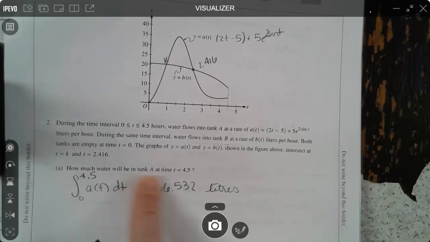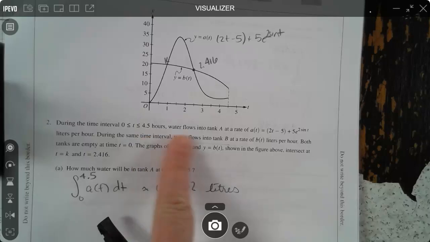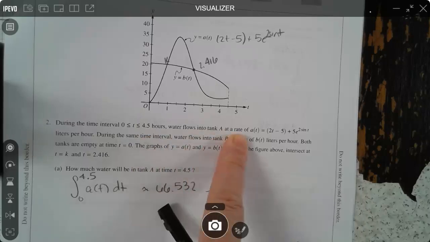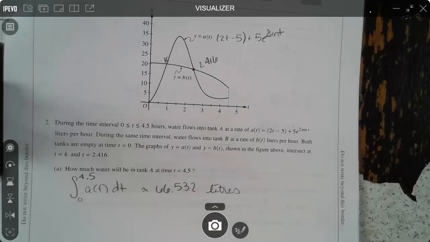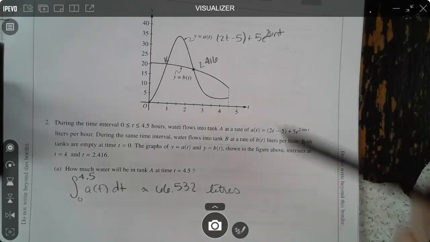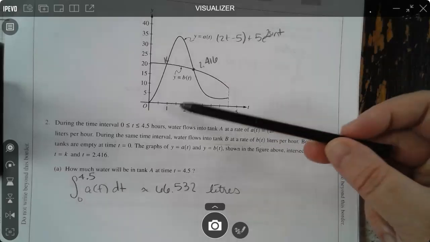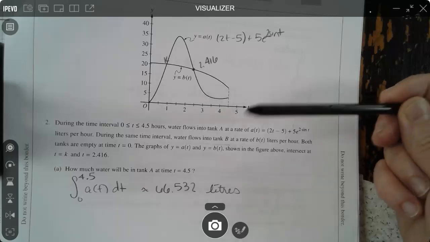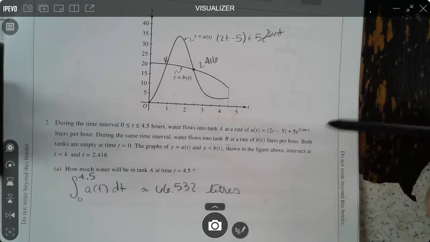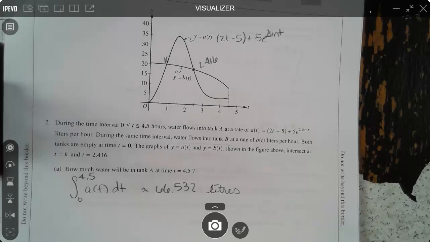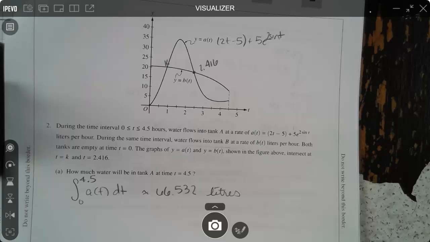How much water will be in tank A at time? And you have to understand that A is given as a rate. A of T is a rate. So to find the amount, I need to integrate. So I'm integrating from 0 to 4.5, and that is for A. Strictly on your calculator, you have an equation. This one was 2 points. You got 1 point for setting up your integral, which means you need the dt, and then 1 point for the answer.